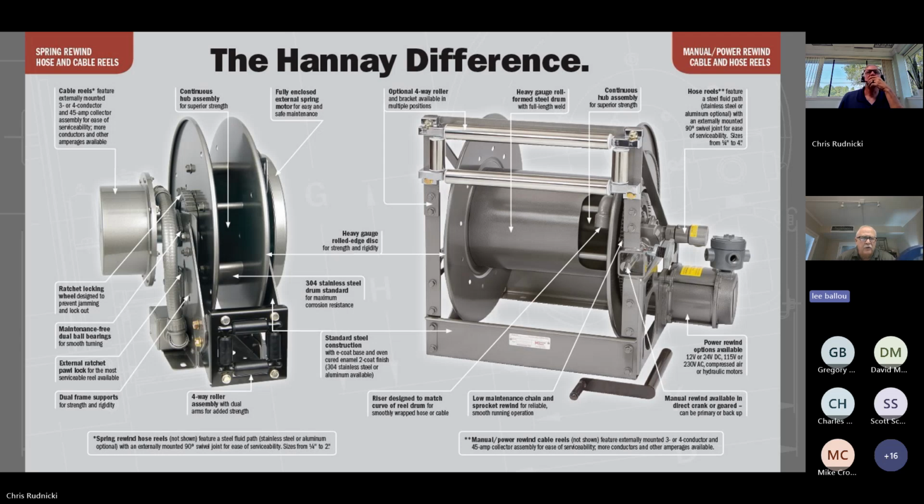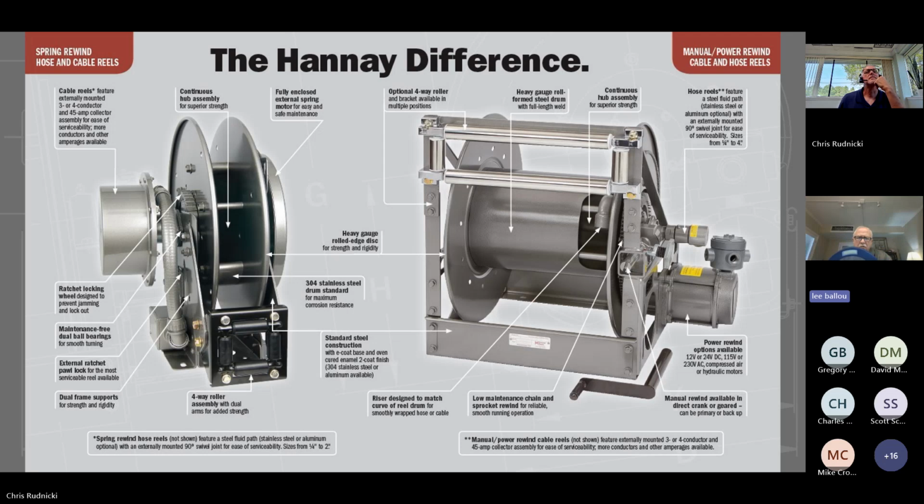When you're dealing with electrical, we do have the ability to have it be a live reel for you. If you look in the upper left side, cable reels, they feature that externally mounted 3 or 4 conductor 45 amp collector assembly. And we try and make that as serviceable as possible. With all our reels, we try and build them from an engineering aspect of ease of service for the customer. And that helps tremendously out there also.